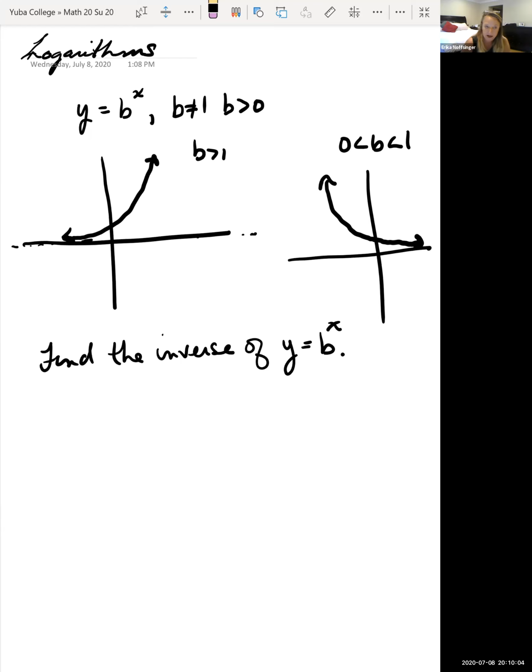Okay, so again, we swap our x and y values, so we would rewrite this as x equals b raised to the y power. So again, if we could manipulate these bases to be the same, I could solve for y here, but without the bases being the same, there's no way I can get y by itself right now. And so this is where they came up with a definition.